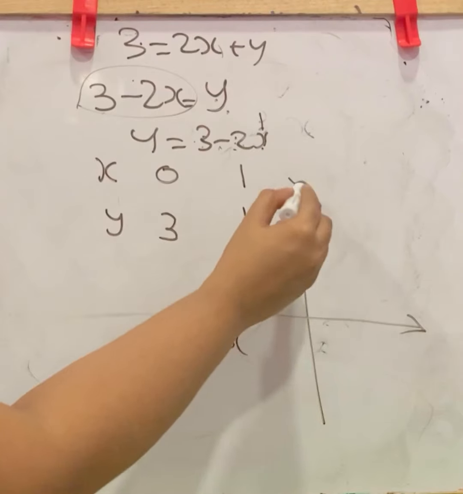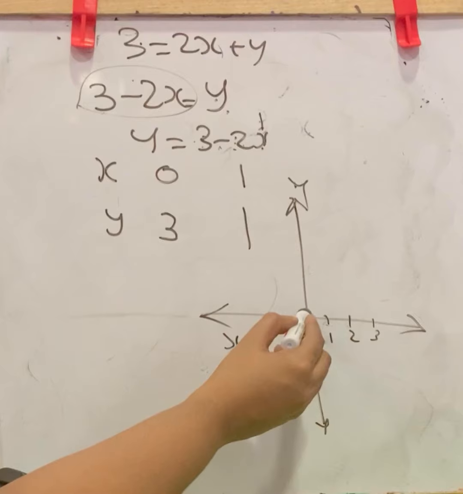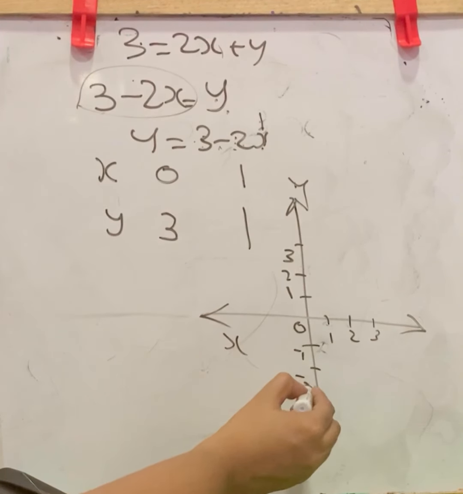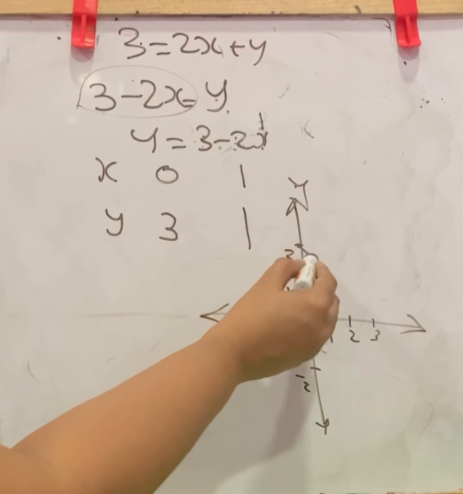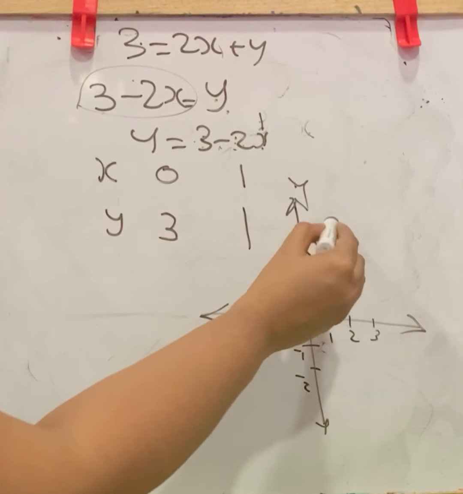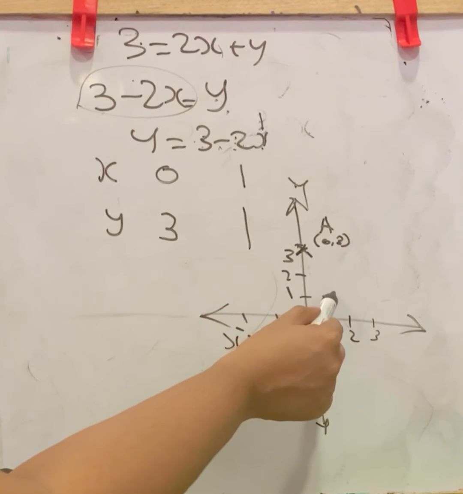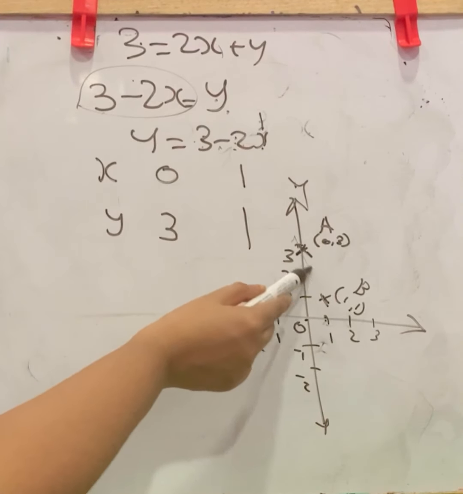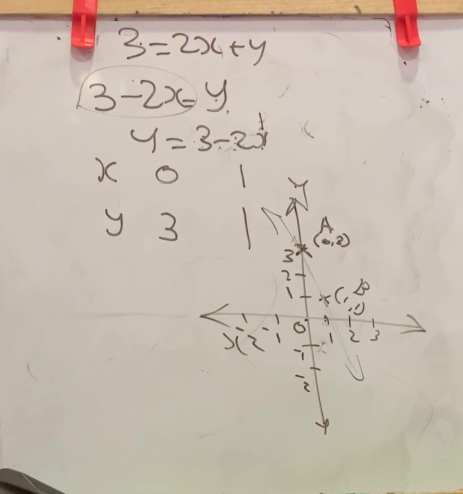X-axis, y-axis, origin, 1, 2, 3, and minus 1, minus 2. It is enough. 0, 3. x is 0, y is 3 means here, 0, 3. This is A. x is 1, y is 1 here, 1 comma 1, B. Join it. This is the line showing 3 equal to 2x plus y.